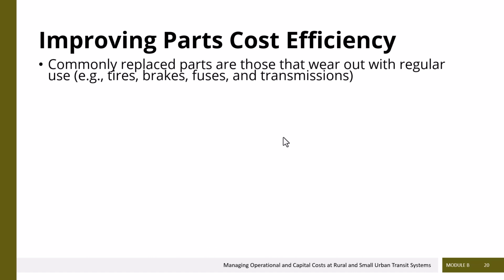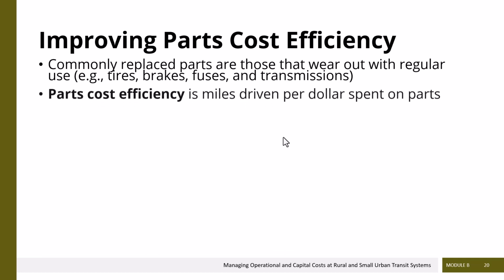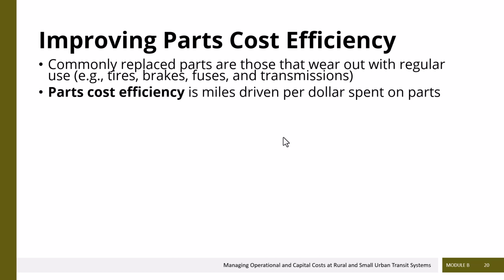Parts cost efficiency is an important consideration because there are many parts that need to be replaced over a vehicle's life cycle. There are many commonly replaced parts, including things that wear out with regular use, like tires, brakes, fuses, and even transmissions. It's very common over the life cycle of a vehicle to have to replace the transmission or do some sort of overhaul. Parts cost efficiency is calculated as the miles driven per dollar spent on parts.